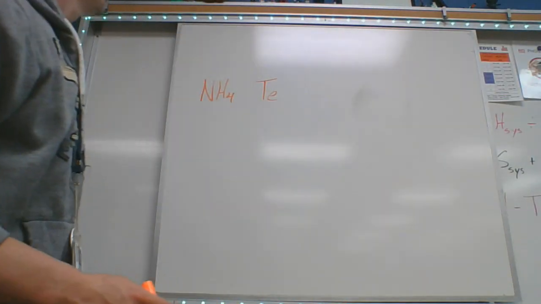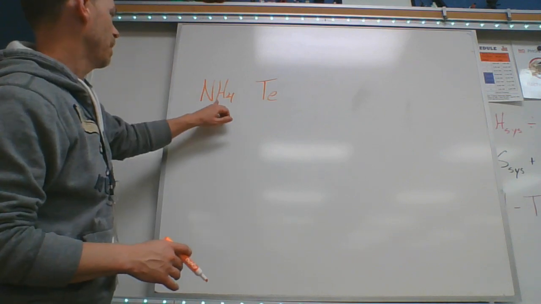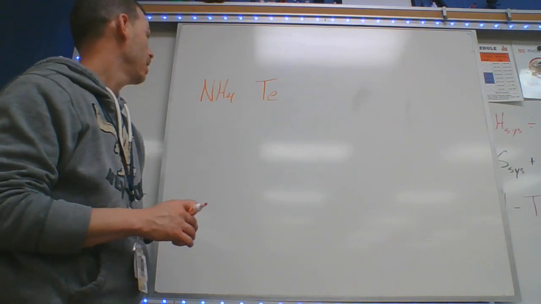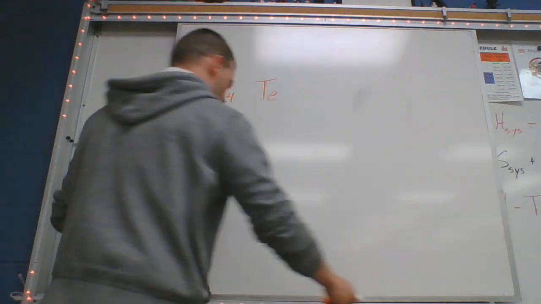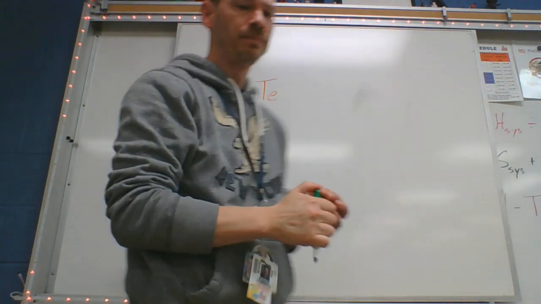Anyway, this is an ionic compound that's being built because it's a polyatomic bonding, which makes it ionic. If you look at your polyatomic sheet, you'll see that ammonium has a charge of +1.